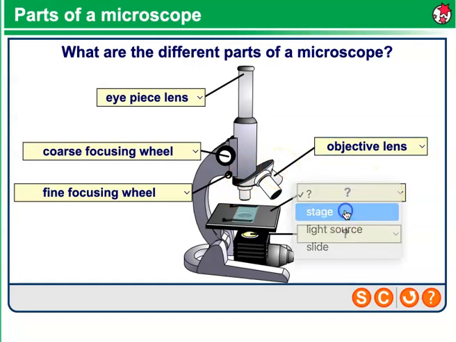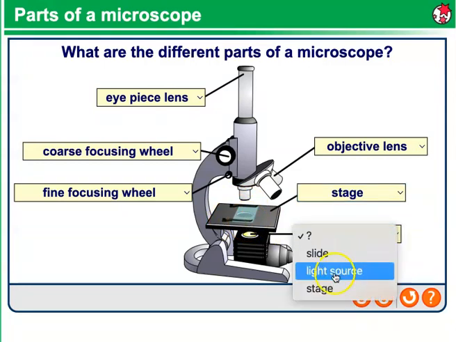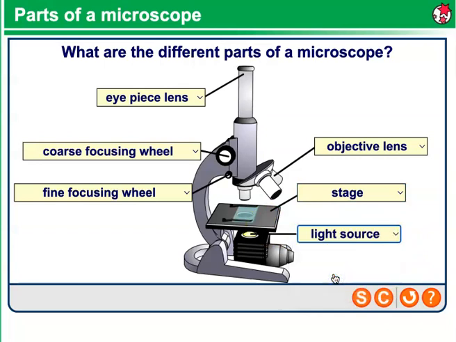We have a stage where our microscope slide is placed, and then oftentimes stage clips are used to secure that slide. And finally, we have a light source. Oftentimes that light source is down around the base of the microscope. Recall that whenever we carry a microscope, we must have two hands on it, one hand underneath the base, and the other one on the arm.